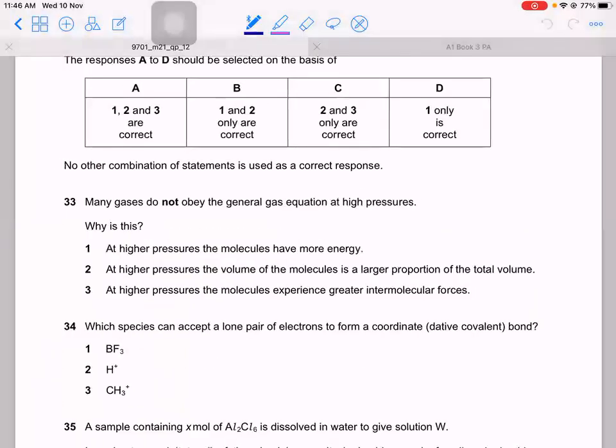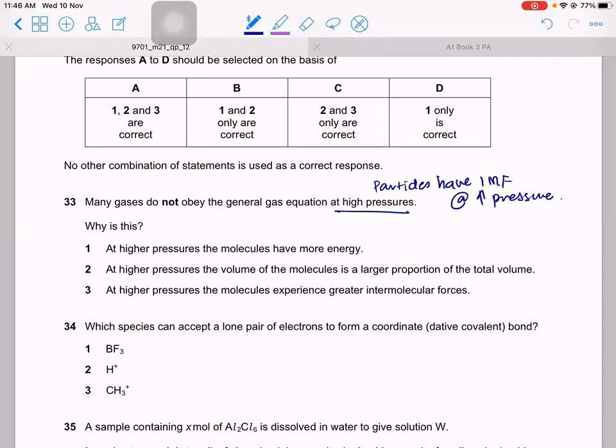33, many gases do not obey the general gas equation at high pressure. Why is that? Because at high pressure, it is not ideal. Because when you increase the pressure, particles are close together, they will have intermolecular forces. So particles have IMF or intermolecular forces at high pressure. That's why they don't obey it.